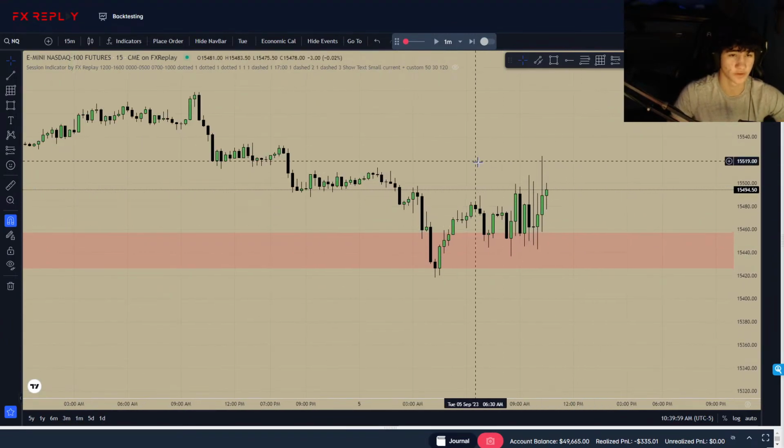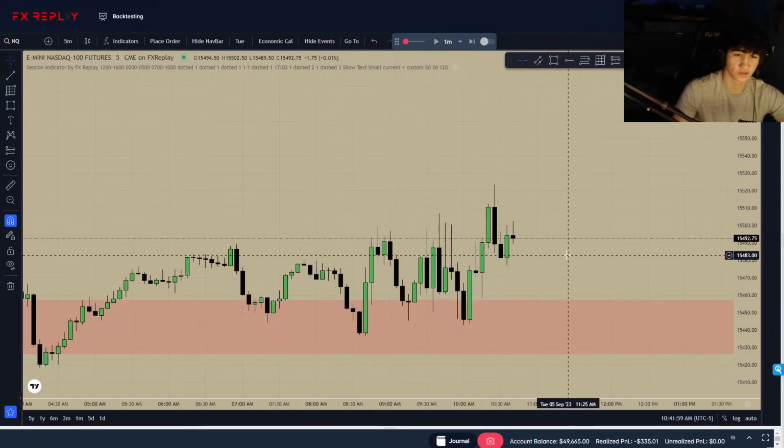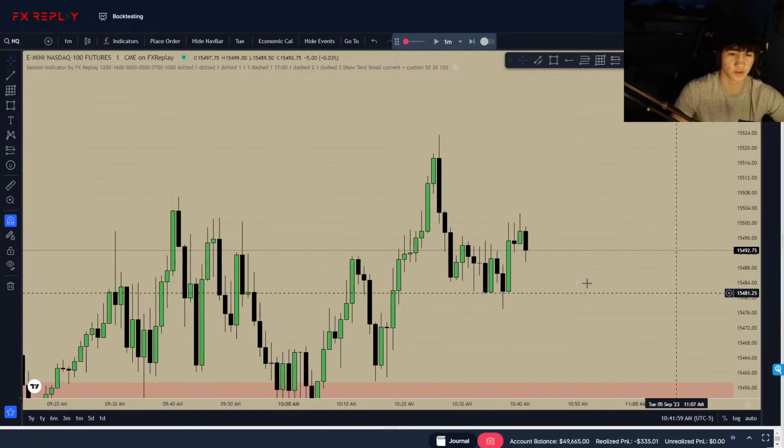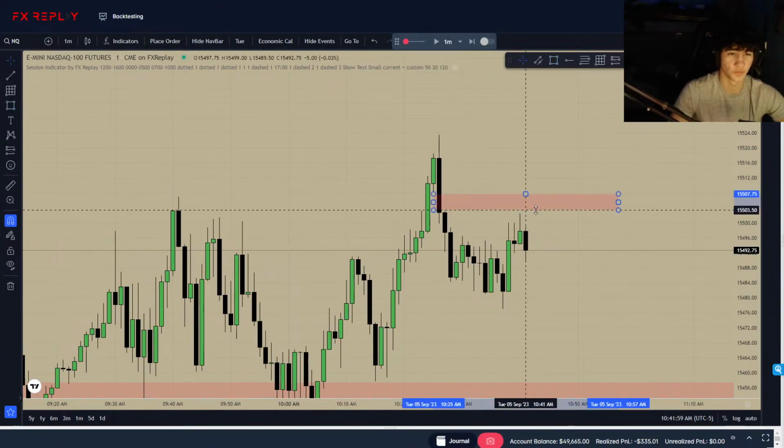We did fill out the fair value gap, so I can expect higher prices. Yeah, we're definitely going to head higher. We just took out this low. Kind of a soup entry. This fair value gap. I want to see what we do when we tap into it.